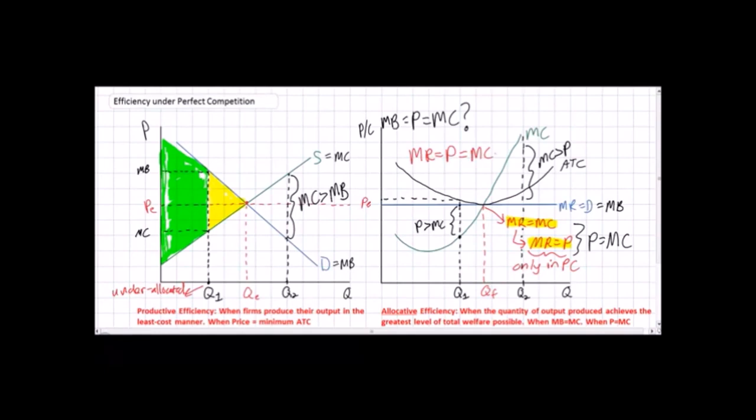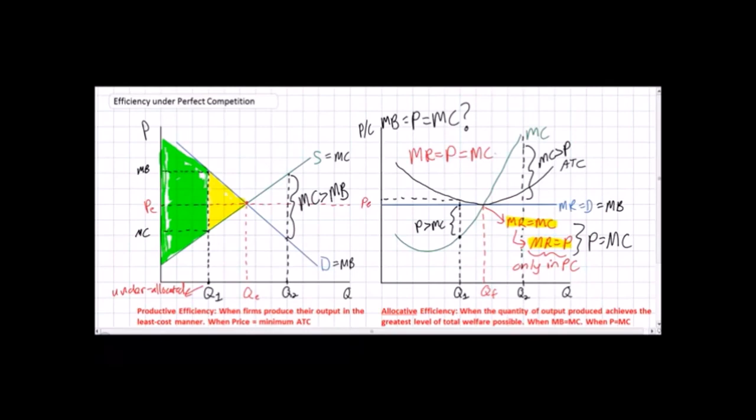Firms interested in maximizing their profits will always wish to produce where their marginal revenue equals their marginal cost, which under perfect competition will always be where price equals marginal cost. Hence, firms are both productively and allocatively efficient in perfect competition.